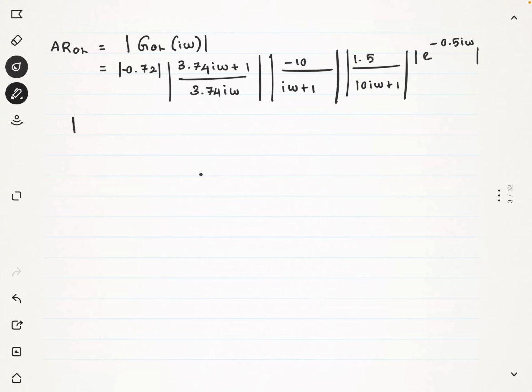So we know that the absolute value of a complex number a plus ib is equal to the square root of a square plus b square. It's the square root of the sum of the squares of the real part and the imaginary part. So we'll apply this formula here to compute.